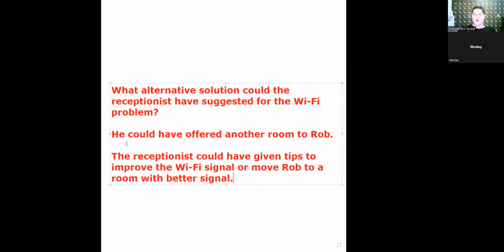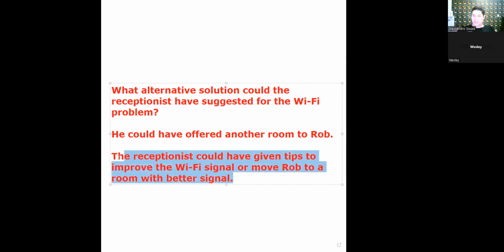Ou a segunda tip, ou a segunda solution. Né? Move Rob to a room with a better signal. Mover ou mudar o Rob para um quarto com sinal melhor. É que às vezes o cara tá lá na ponta, lá 50 apartamentos à frente e o modem é lá na entrada do hotel. Vai pegar mesmo. Aí você coloca mais pertinho, né? Has a better signal.